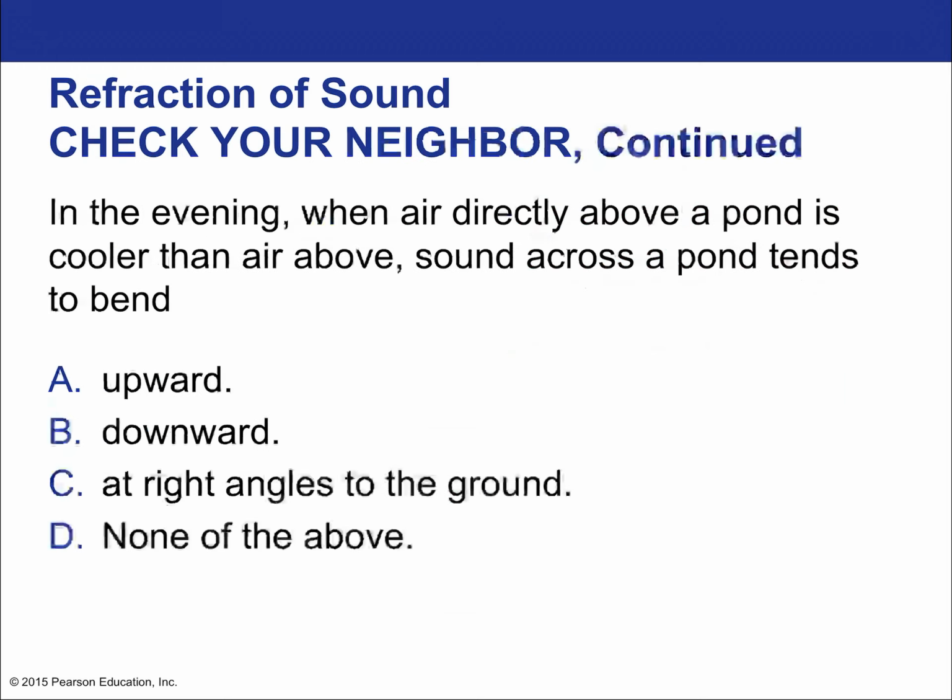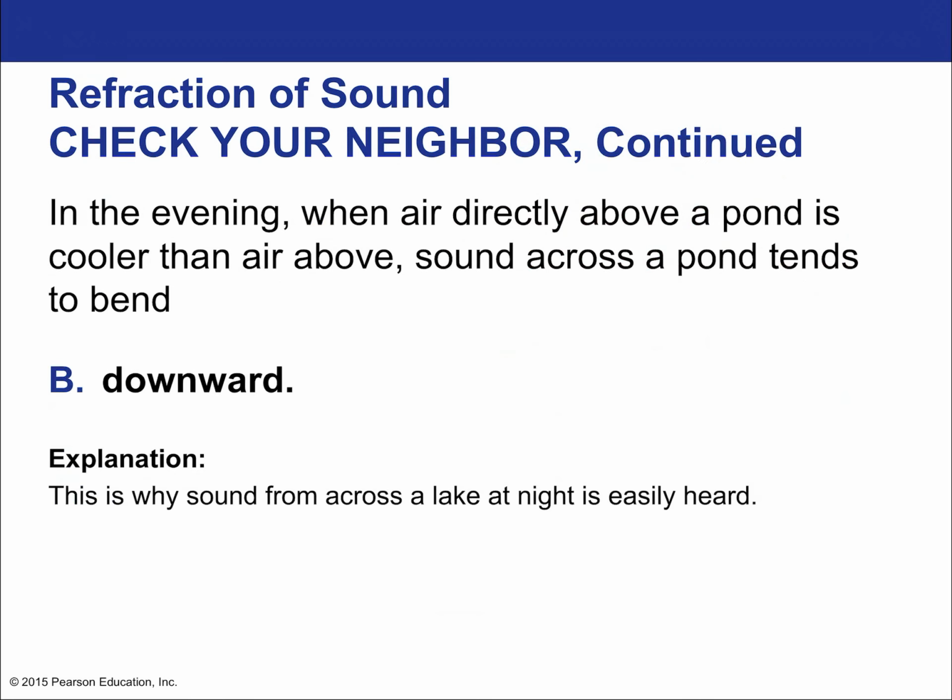So in the evening, when the air directly above a pond is cooler than the air above, sound across a pond tends to bend downwards. And so that means that the sound is kind of forced along the water and that energy hasn't dispersed as much. And so sound in the evening will travel very well across a body of water, like a canal or a lake. You can hear sounds very well, better than you would otherwise at relatively large distances. It's an interesting effect. I don't know if you've ever noticed it.